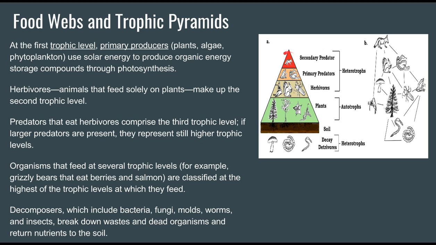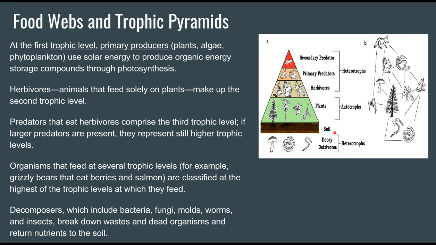Okay, and then we have up at the very top another predator who's going to eat these guys. So each level, you're showing who eats who. So the direction of energy flow is going up because energy is going from the plants into the herbivores, then into the predators, then into the secondary predators.